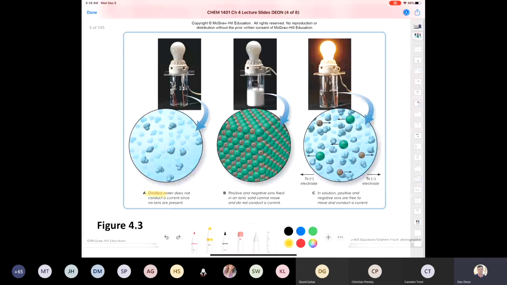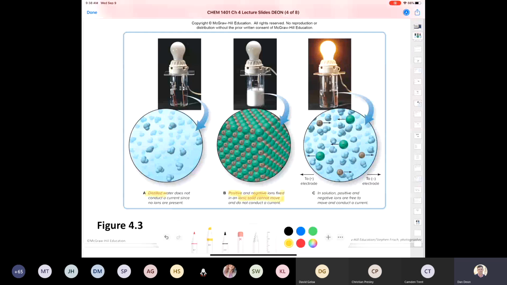Okay, there's no light. The reason why is because there's no ions in solution. When we have pure water, there's no ions in there. Water is a covalent compound. It's made of hydrogen and oxygen, which are both nonmetals. Now, what would happen if you were to take those electrodes and put them in table salt? Pretty cheap experiment, right? There are positive and negative ions, but they're fixed in a solid and they cannot move, and they do not allow the conduction of electricity.